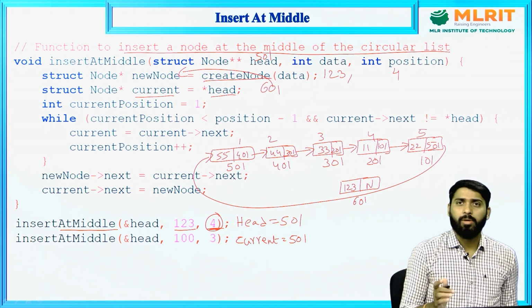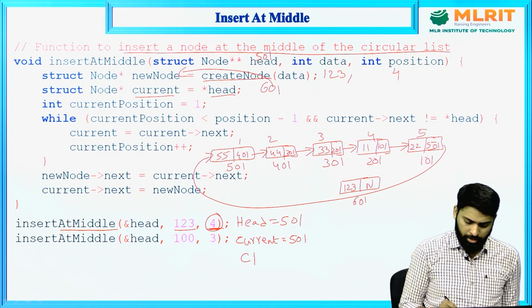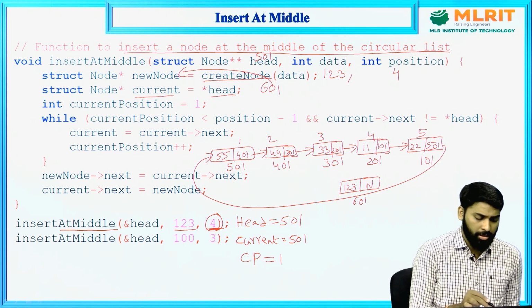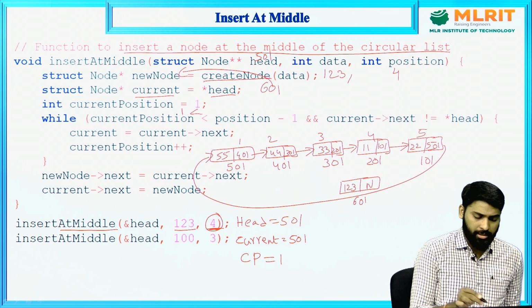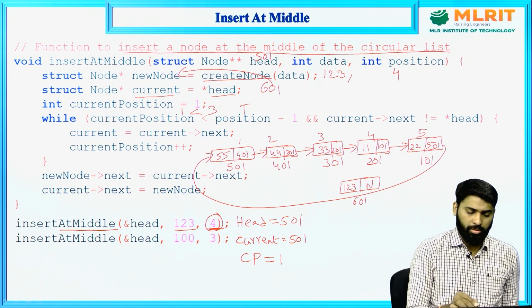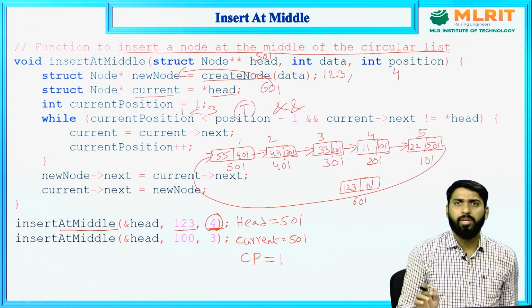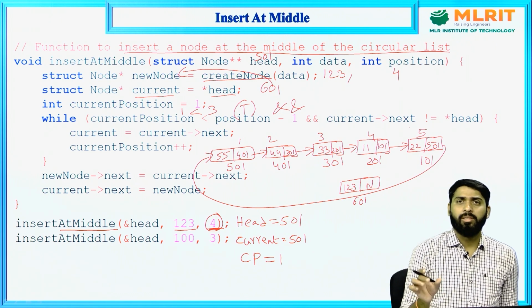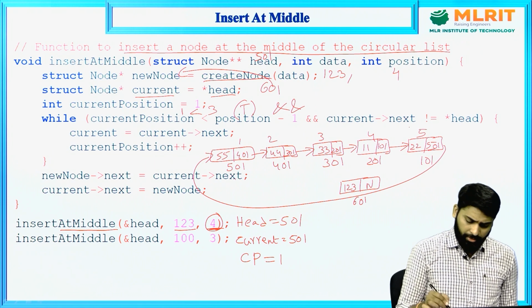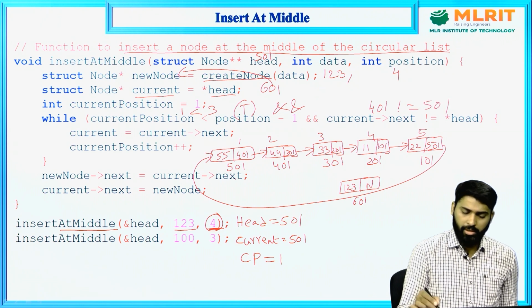Here the logic is that the current will traverse to the previous node of the position. Here I give the position equals to 4, so the current will traverse up to 3. Here I am taking another variable, current position, that equals to 1. Now current position 1 less than position minus 1, which is 3. 1 less than 3, true. And current arrow next not equals to head. If the current arrow next is head, then that is the last node. Here what is the current? 501, arrow next is 401, not equals to head. What is the head? 501. It is also true.